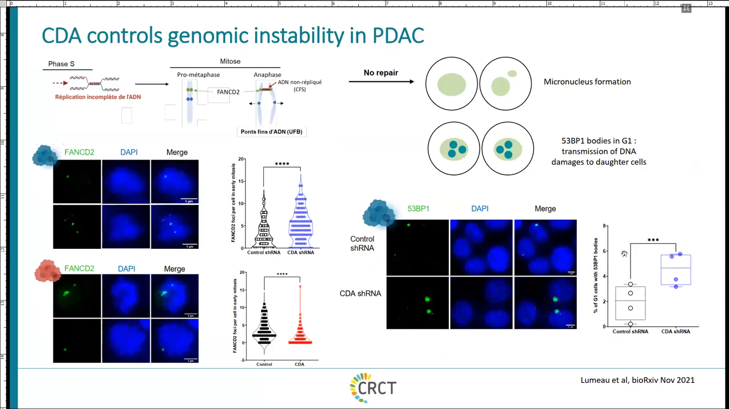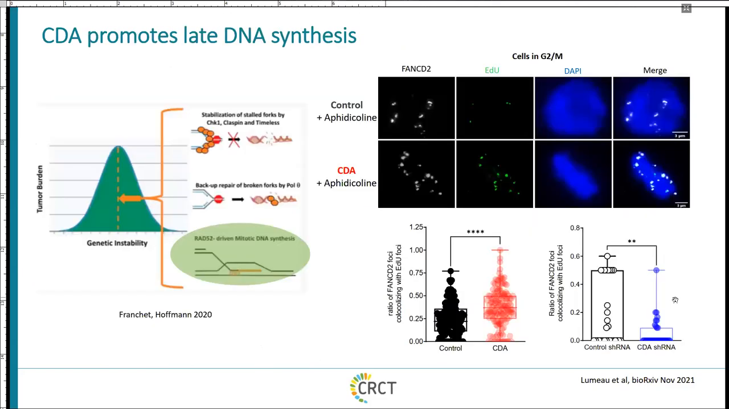All right, so this is something that is quite interesting. In case you don't have any DNA repair, so to have micronucleus formation, you can have some scars, let's say, within DNA, in the next generation. And those DNA damages can be transmitted to daughter cells. And this is visualized by 53BP1 bodies in G1 phase. And here, this is an immunofluorescence for 53BP1. And you see that the number of those bodies, because they are bigger than foci, are increased in cells that are treated with shRNAs against CDA. Again, another indicator of genetic stress induced by the targeting of the enzyme. Okay, so next, please.